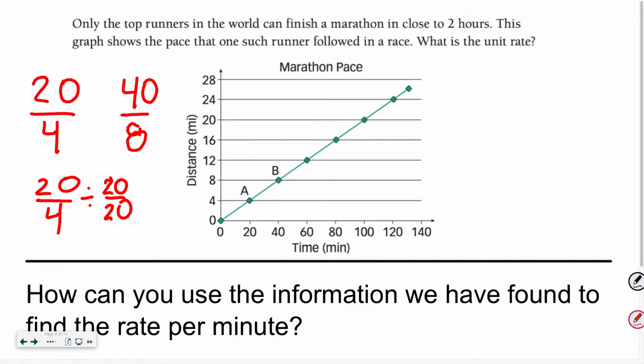So what's your unit rate here? Does it need to be a decimal? You can show it as a fraction. If you showed it as a fraction, what's the fraction? Three of you said the same thing. Someone said 1/5, someone said 2/10, and someone said 4 divided by 20, or 4 over 20. They're the same thing.